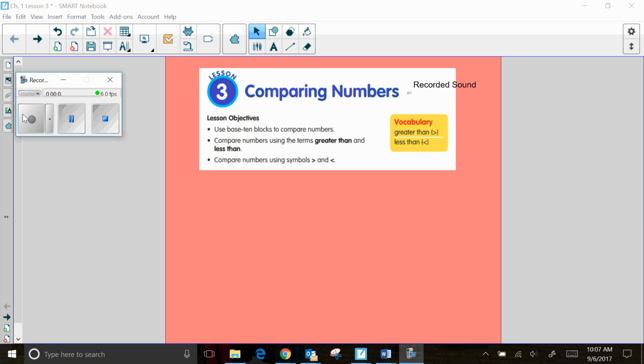Today we're going to be comparing numbers. Our I can statements are: I can use base 10 blocks to compare numbers. I can compare numbers using the terms greater than and less than. I can compare numbers using the symbols greater than and less than. Remember, the alligator mouth always eats the bigger number.